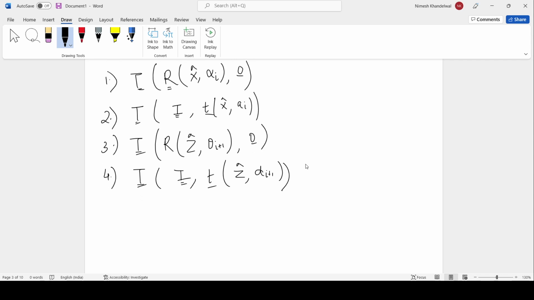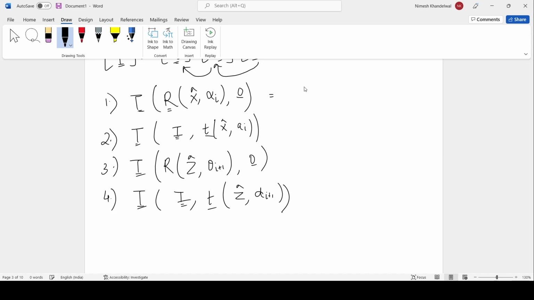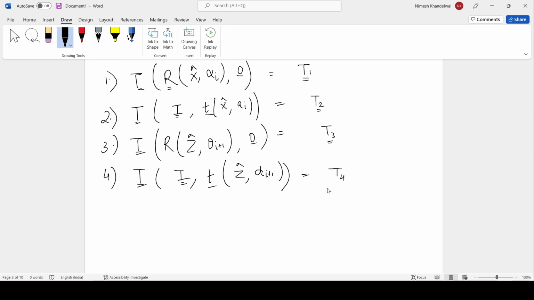Okay, so let me call this T1 and this T2, this as T3 and this as T4. Okay, so according to the concatenation rules that we have learnt above, when you write the matrix of the transformation from frame I plus 1 to I, all these successive transformations will be right multiplied.